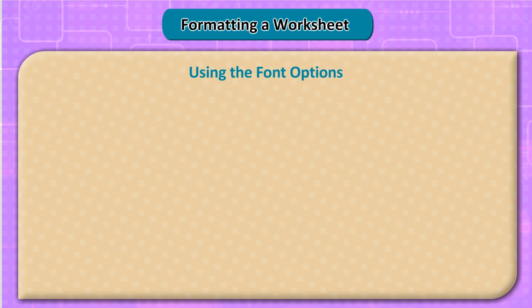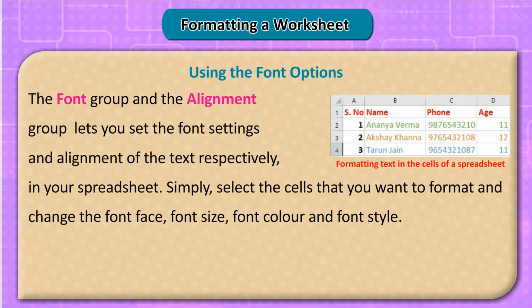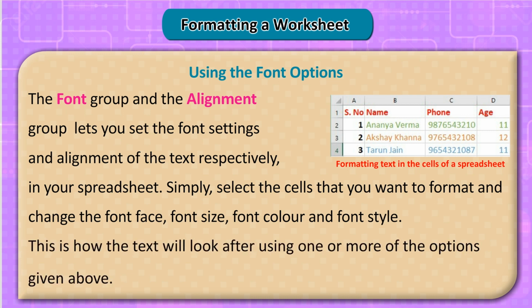Using the font options. The Font group and the Alignment group let you set the font settings and alignment of the text respectively. In your spreadsheet, simply select the cells that you want to format and change the font face, font size, font color, and font style. This is how the text will look after using one or more of the options given above.